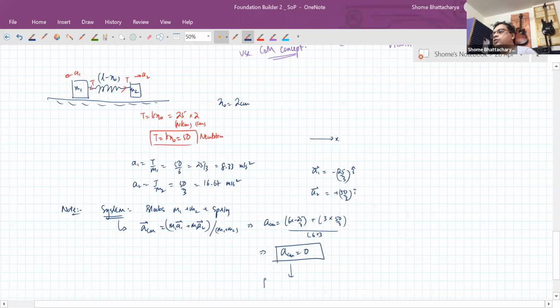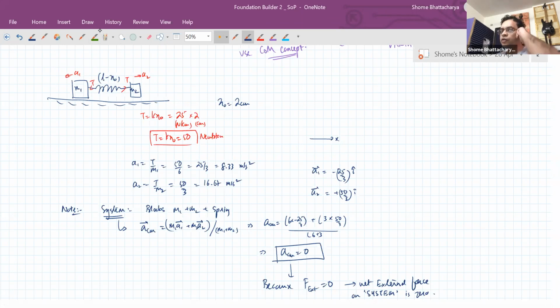Now, why is this expected? Because the net external force on the system is equal to 0. Now, the tension in the spring is an internal force, so it cannot give the center of mass any change in momentum. The individual blocks are accelerating, but they're accelerating in opposite directions in such a way that the center of mass will not accelerate. Therefore, the center of mass will remain at rest.